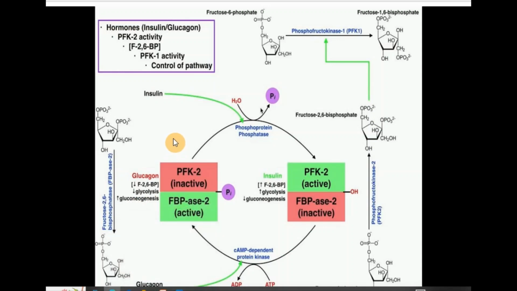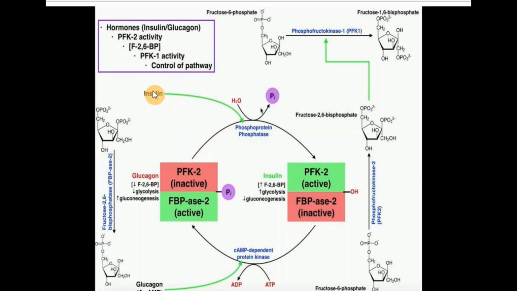At any point we release glucagon, we activate more of the cyclic AMP dependent protein kinase, and this one causes phosphorylation of the bifunctional enzyme. And when we phosphorylate the bifunctional enzyme, as seen here, we are going to make the fructose 2,6 bisphosphatase active and PFK2 inactive.